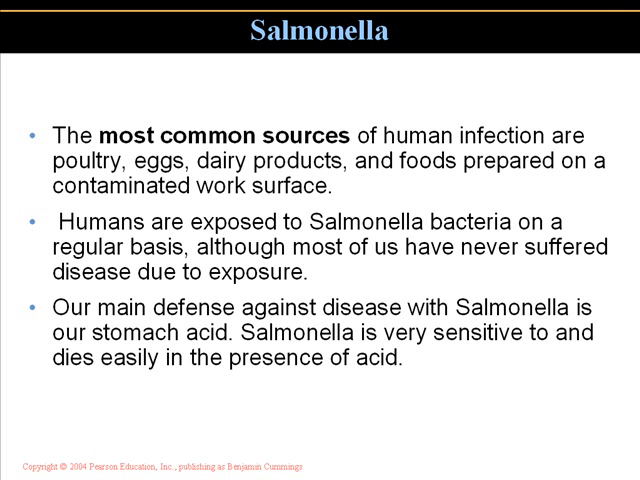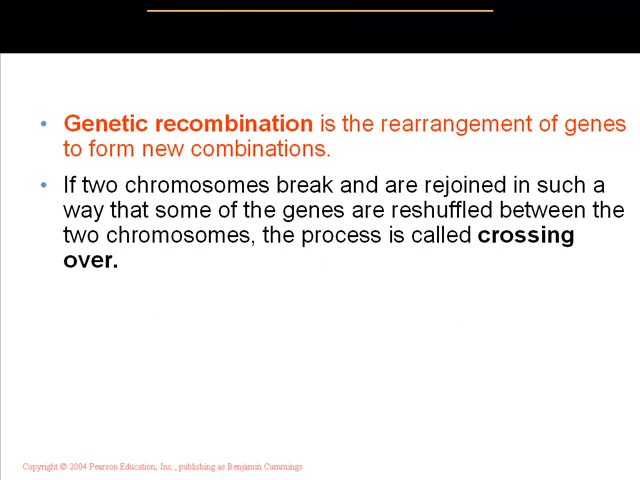So again, that's why food preparers, especially restaurants and whatnot, have a certain standard that has to be maintained for surfaces to be cleaned. Also, temperature. This organism is temperature dependent, so obviously cooking the food can kill the bacteria and make it safe for ingestion to some degree. Our main defense against the disease salmonella is the stomach acid. Salmonella is very sensitive and it will die in the presence of stomach acid.